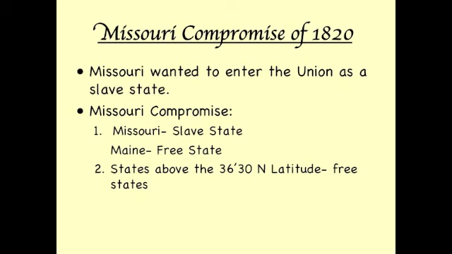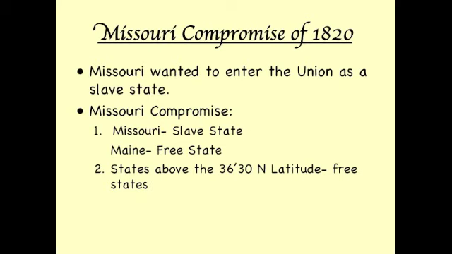The first one is that Missouri could enter as a slave state. However, to keep the balance between free and slave states, Maine would be carved out of what is northern Massachusetts. So Massachusetts is giving up a piece of its land to create a brand new state, Maine, so that it would enter as a free state to maintain balance in the Senate.